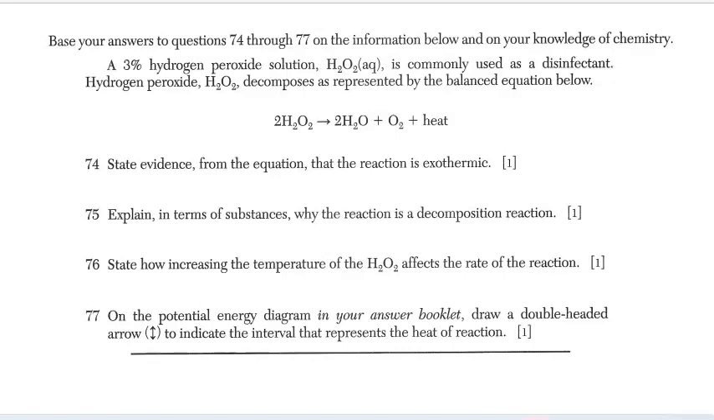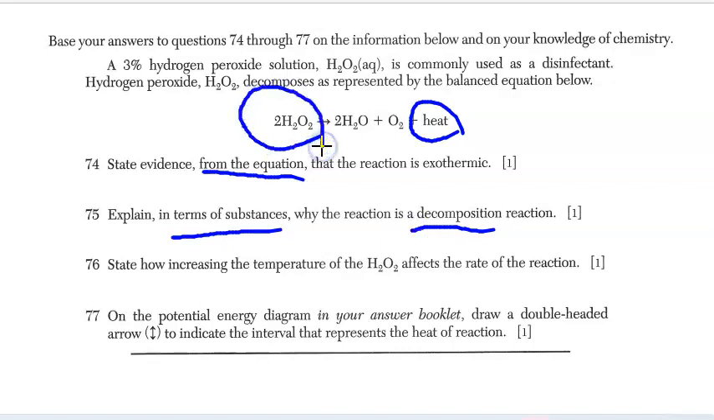74 through 77, we have a decomposition reaction of hydrogen peroxide. In question 74, it says, state evidence from the equation that the reaction is exothermic. Real simple, I look at the equation and you would write down that heat is shown as a product. Exo meaning exit, it's leaving the reaction. 75, explain in terms of substances why this reaction is a decomposition reaction. Well, you start with one reactant and now you have two products. It's breaking down, it's decomposing.